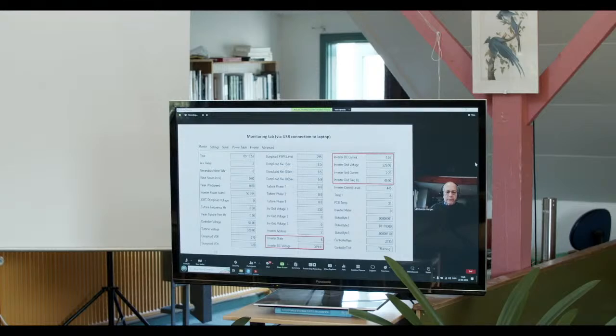Obviously the frequency isn't connected here, so it's not reading Hertz, but it is reading turbine voltage, 320 volts, which interestingly is also what the inverter sees the DC voltage as being. Okay.